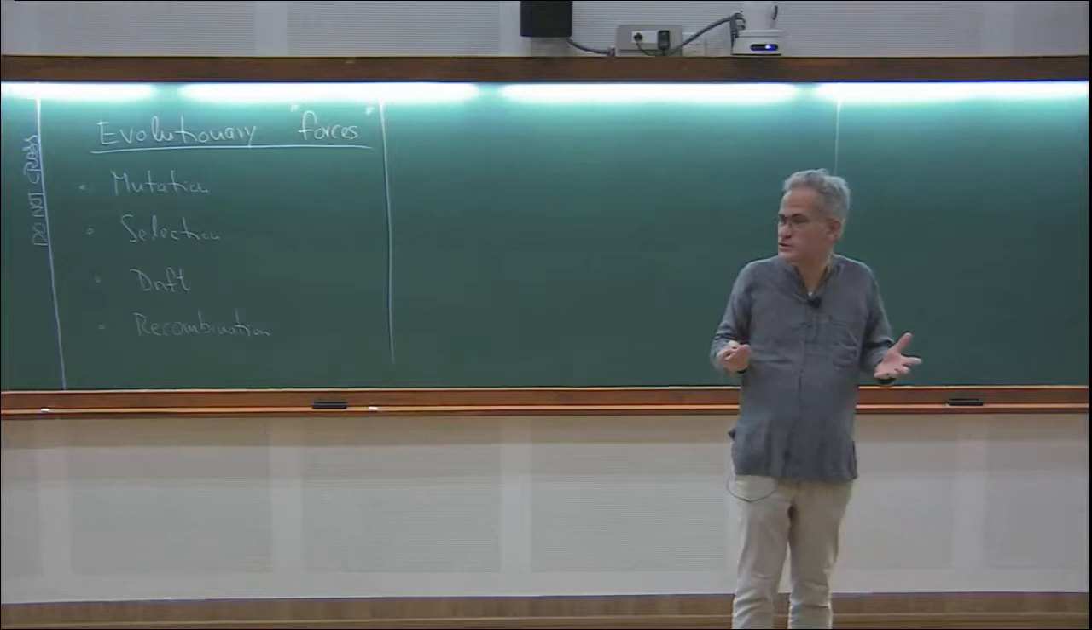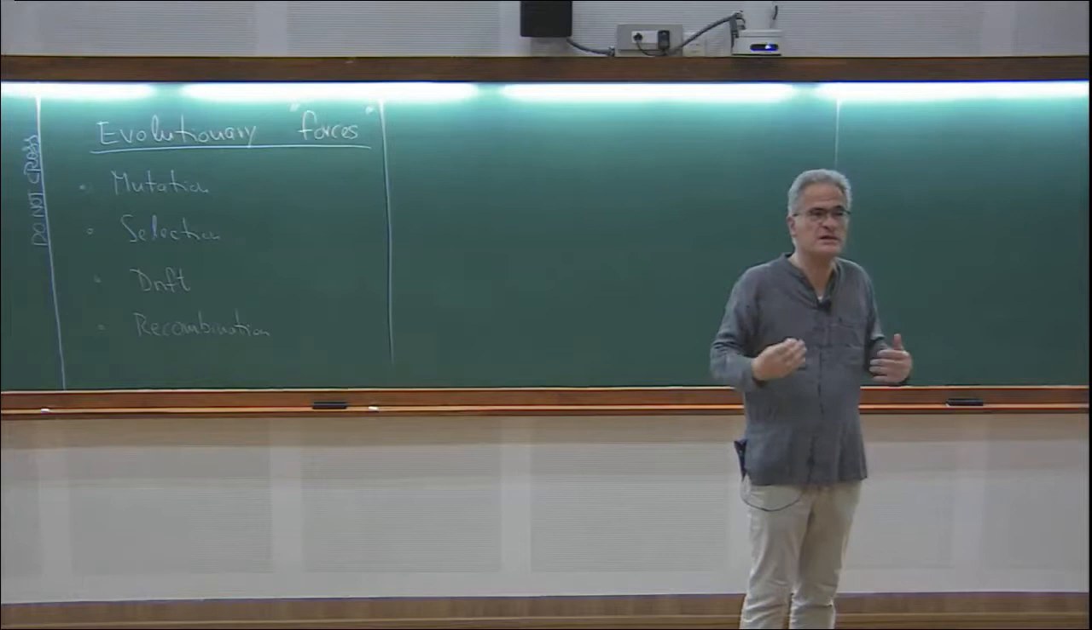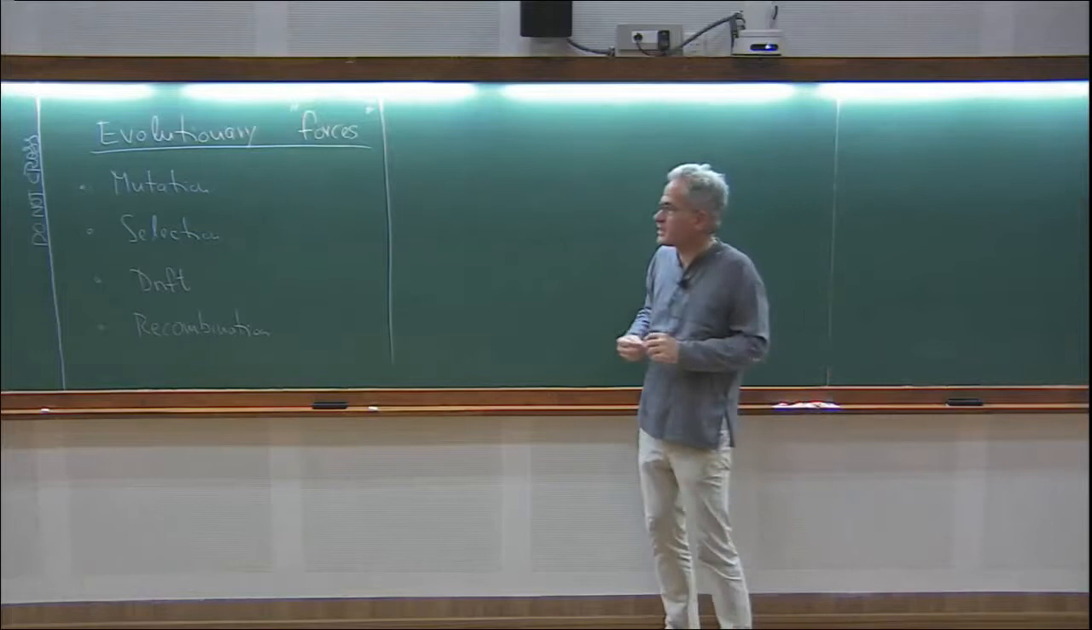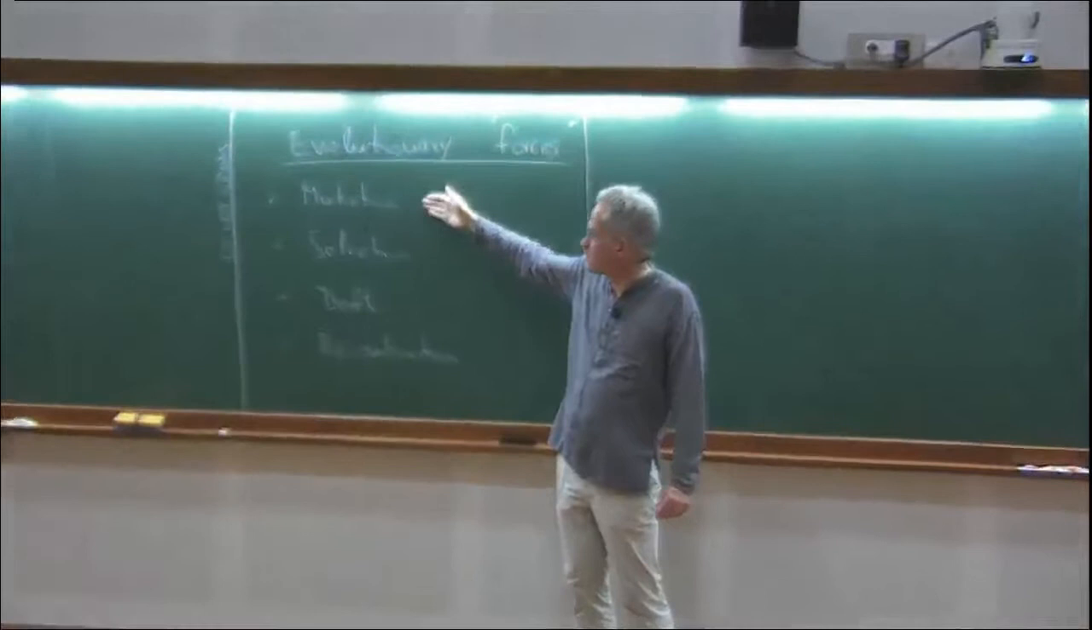The way we think about evolution in terms of population genetics is in terms of changing gene frequencies in populations, which eventually lead to adaptation. And there are these four processes. Mutation, which we haven't talked about much yet, is the process which creates new variants.